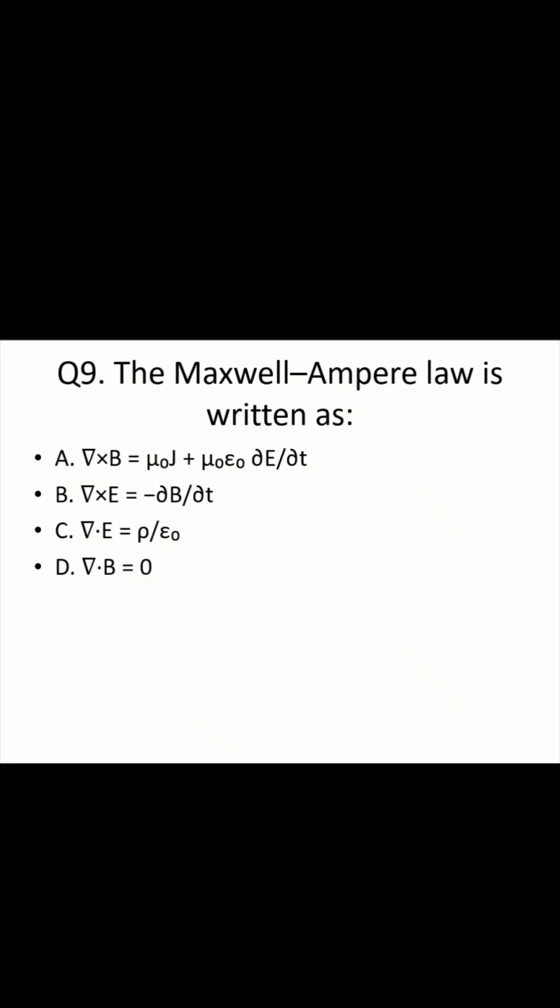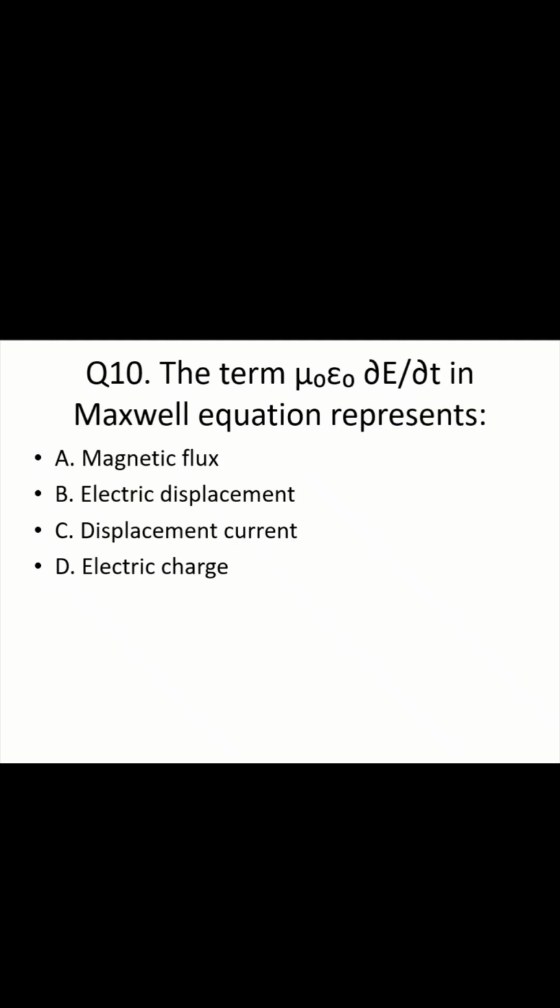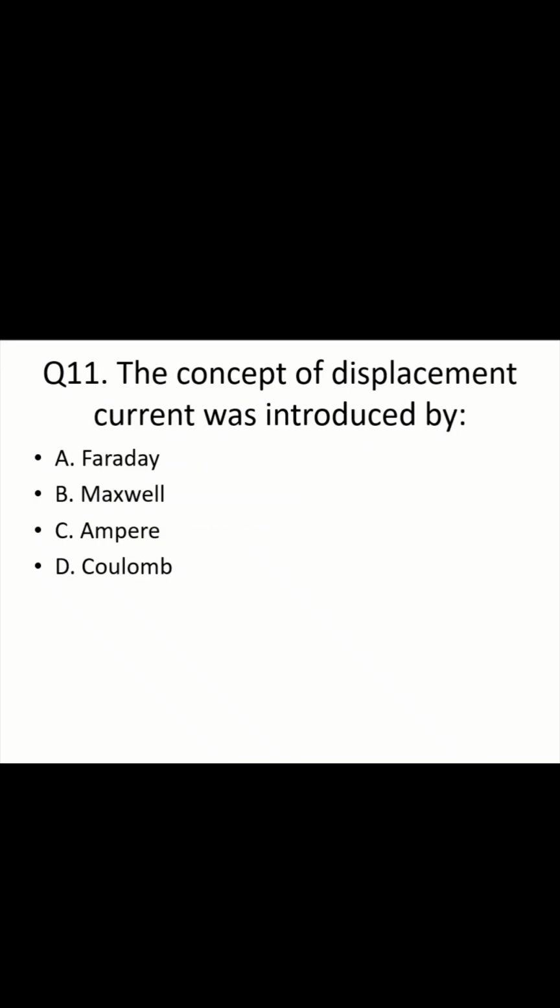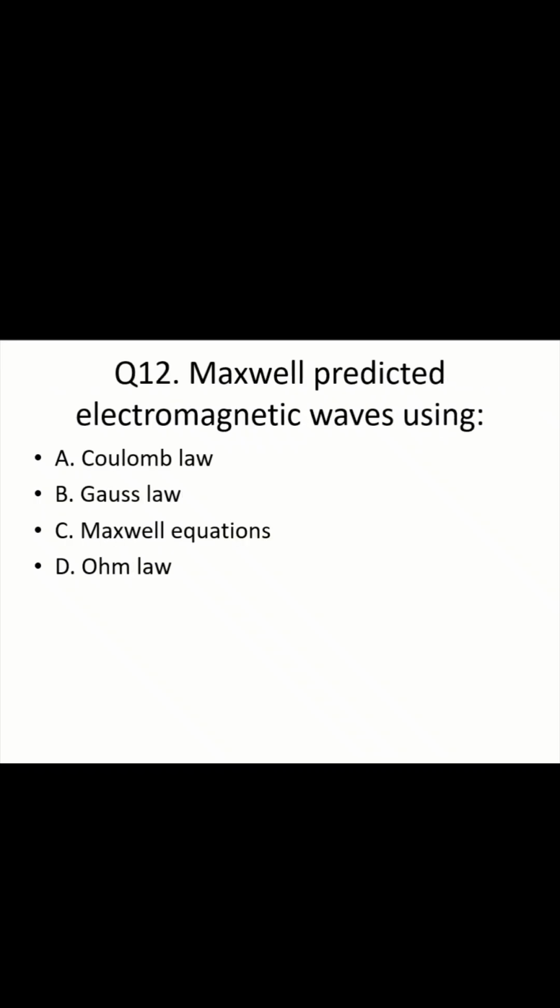The Maxwell-Ampere's law is written as. So the correct equation for the Maxwell-Ampere's law is option number A, that is the mentioned option. Coming to the question number 10th, the term in Maxwell equation represents magnetic flux, electric displacement, displacement current, or electric charge. So the correct option is option number C, displacement current. Coming to question number 11, the concept of displacement current was introduced by Faraday, Maxwell, Ampere, or Coulomb. So the correct answer is option number B, Maxwell.